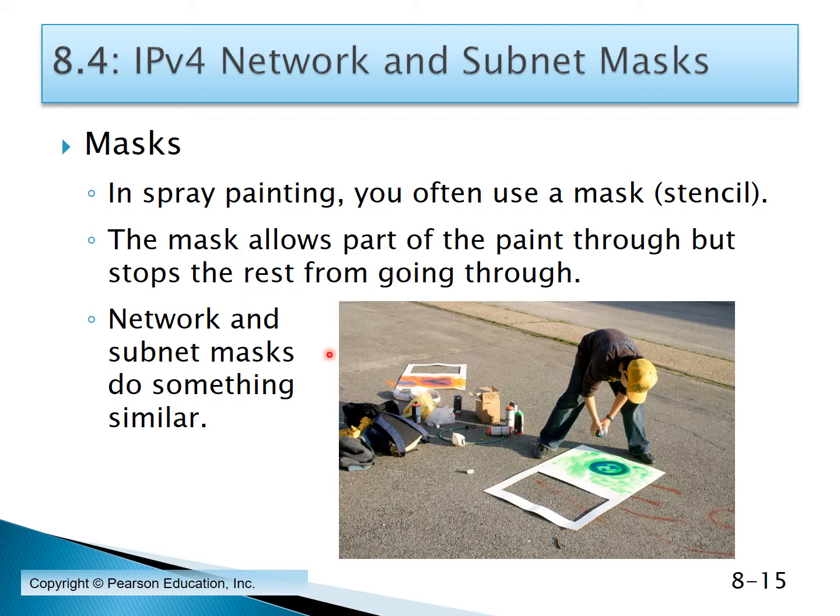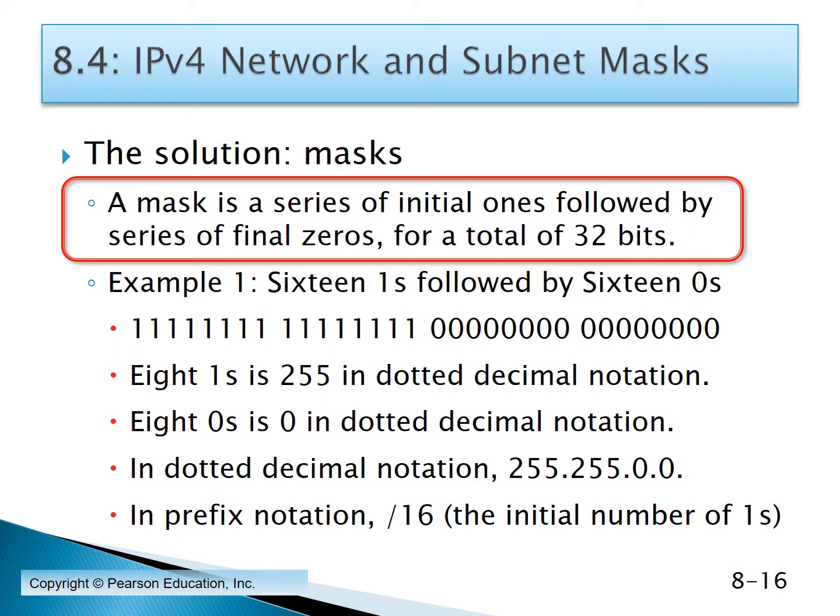Now a subnet mask does something similar. We only let the first part of your IP address go through. We only keep the first part, and then we convert all the remaining bits to zeros. So a mask is a series of initial ones followed by a series of zeros for a total of 32 bits. For example, I can have 16 ones followed by 16 zeros. Then your mask is like this. You have 16 ones, and then you have 16 zeros.